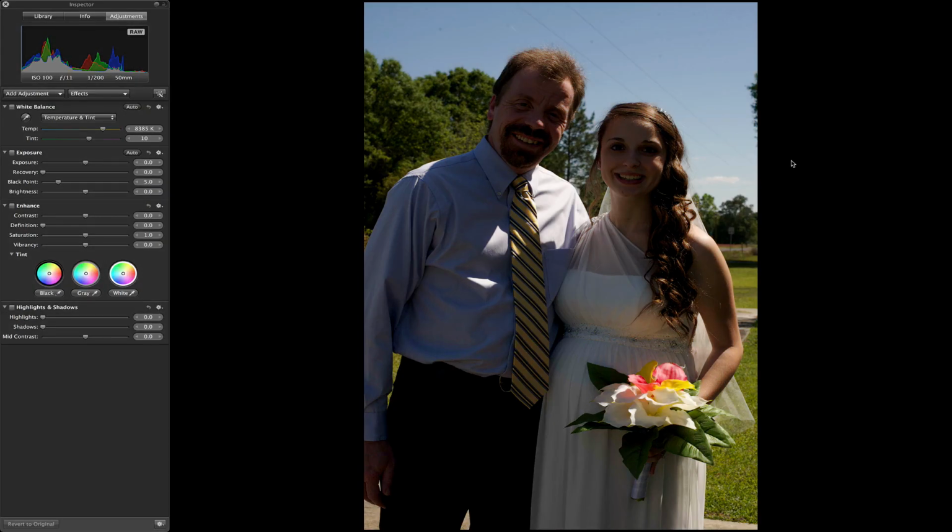So here's a picture of the bride with the father. This is just a candid shot where they happen to be standing there, and I asked them to give me a smile. But as you can see, they're backlit with the sun. The sun's behind them. So now we need to figure out, can we make this a usable, workable picture?